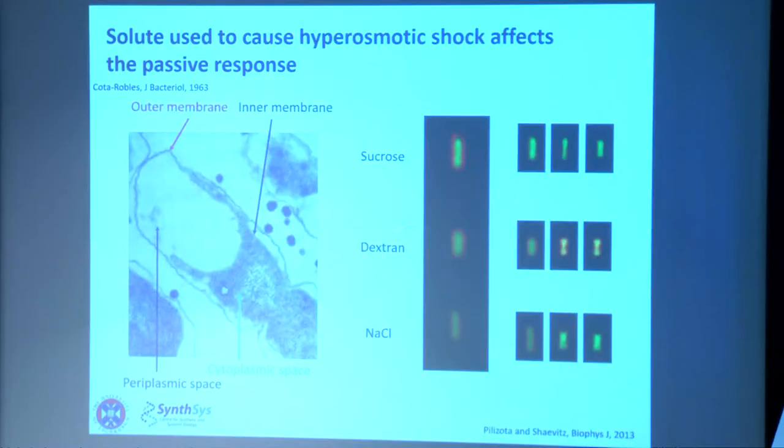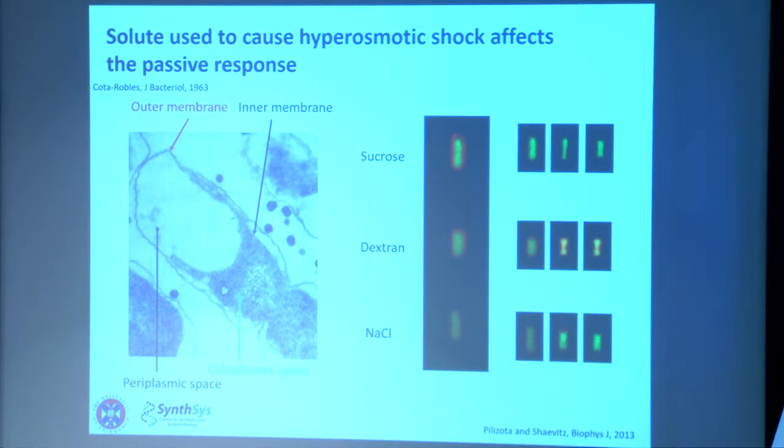This big one does not pass. The salt passes straight into this intermediate compartment, and this is sucrose. E. coli does not eat sucrose for some bizarre reason. Unlike us, it likes glucose, it does not like sucrose. So you can add sucrose, it will not eat it. It will just serve as a solute. And the sucrose goes slowly in.